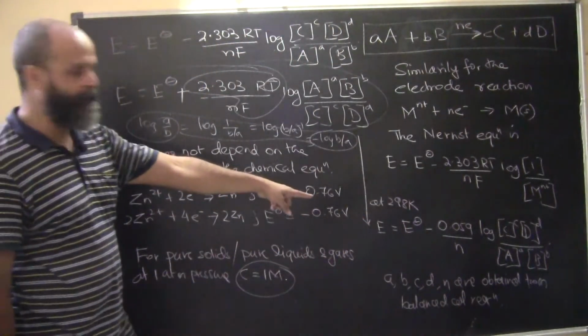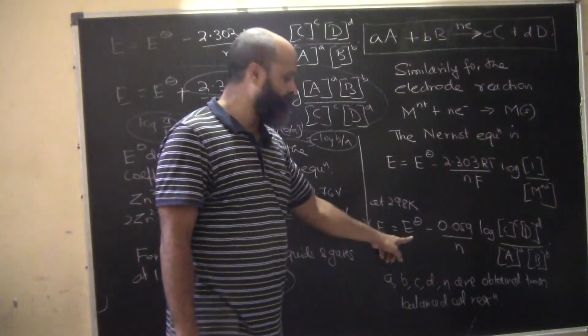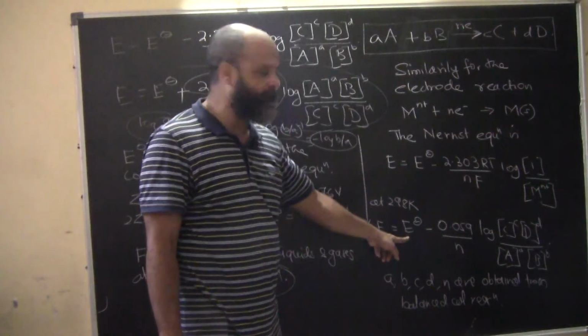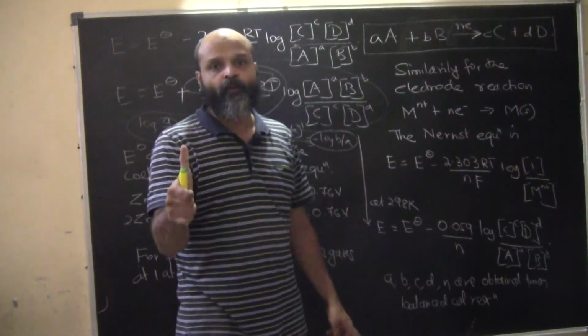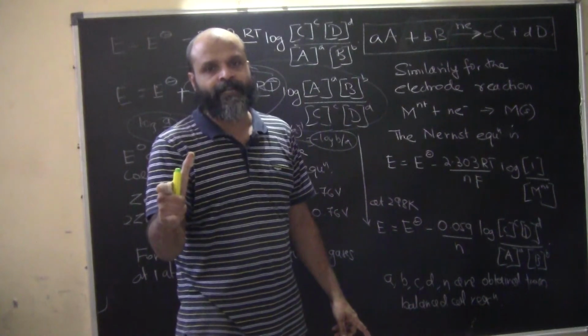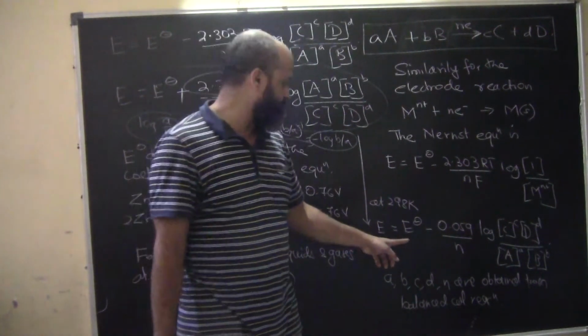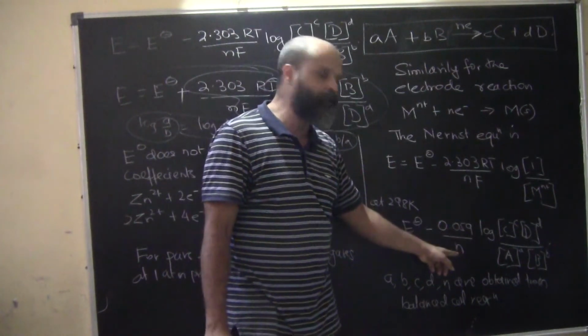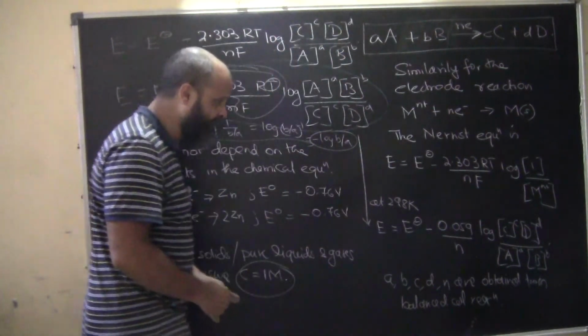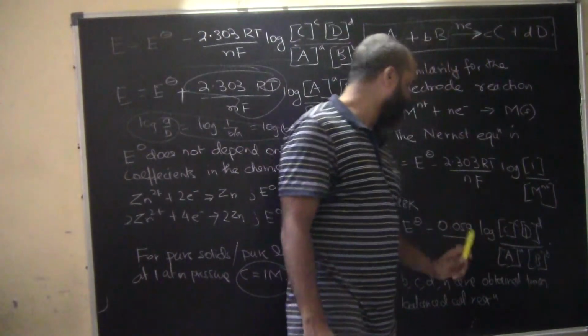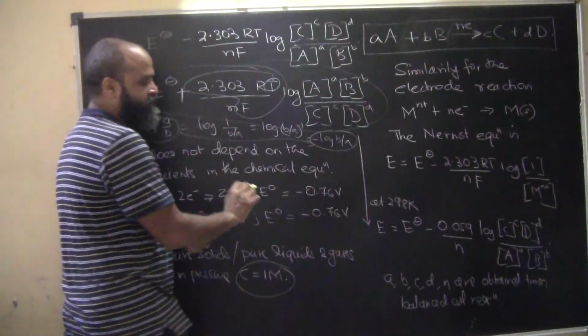So the EMF of any cell is equal to the EMF of the standard cell minus 0.059 upon n log Cc by Dd. Standard means 1 atmospheric pressure, 298 Kelvin temperature, and 1 molar concentration. This will be the case when the temperature is 298 Kelvin.